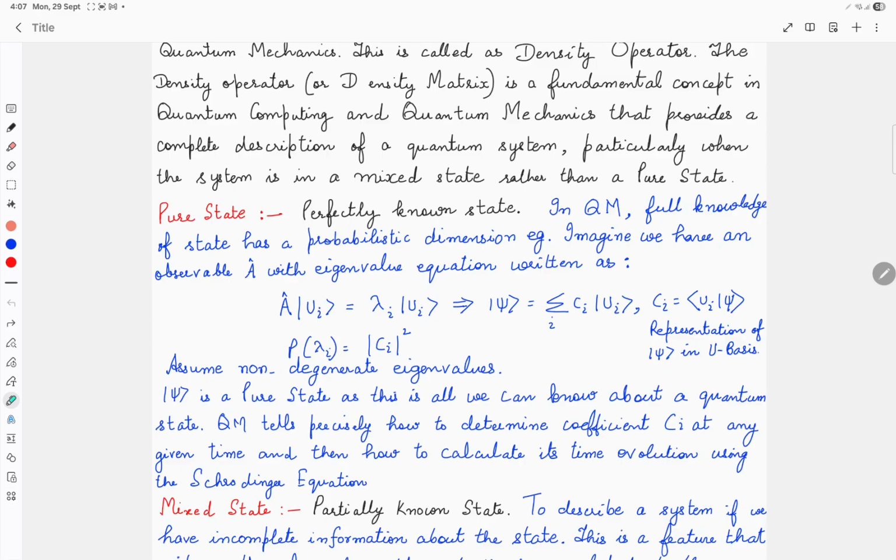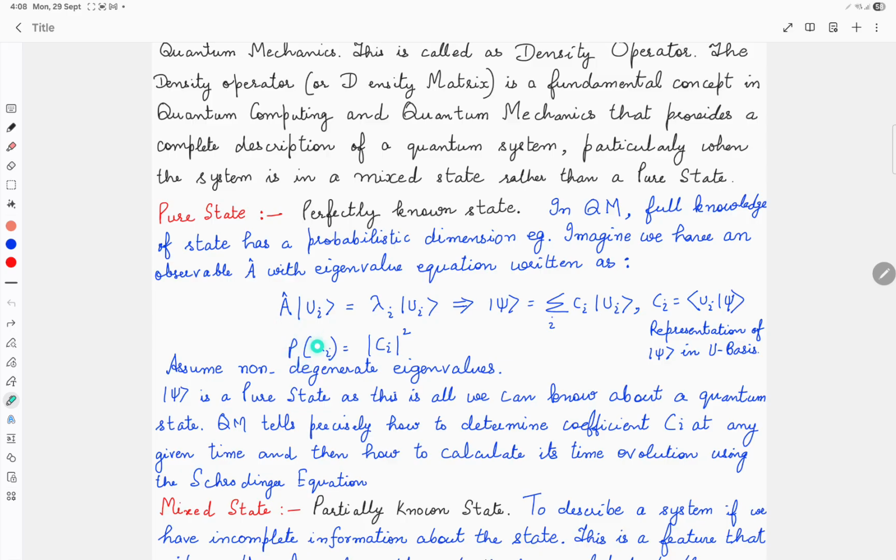For example, imagine we have an observable A with eigenvalue equation A|u_i> = λ_i|u_i>. Here the subscript i is important because it will traverse through all the eigenvalues of this operator A. Let us say that the quantum system is in the state |ψ>, which is given by the quantum superposition of the eigenstates, where the c_i are the expansion coefficients, which are complex numbers, and the c_i are given by the projection of ψ onto the eigenbasis. This is also known as the representation of |ψ> in the u basis. We have already discussed these concepts.